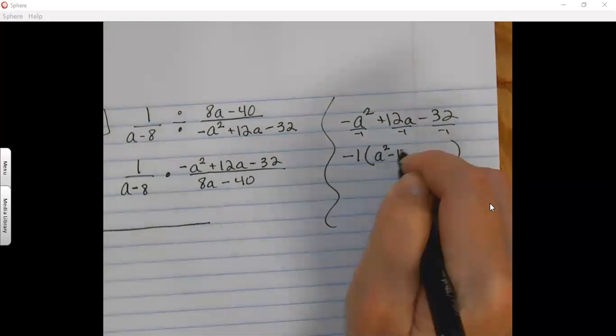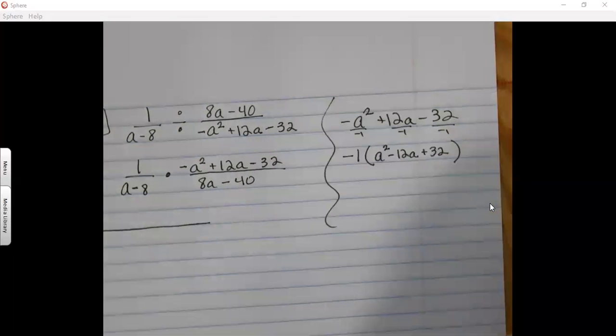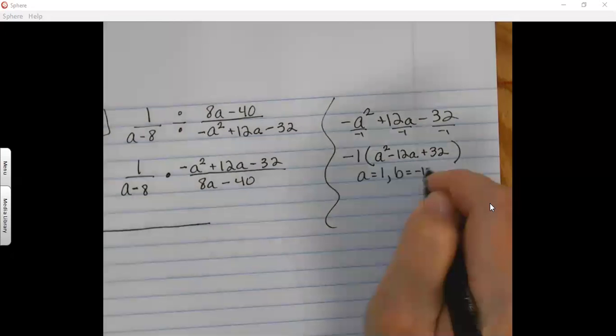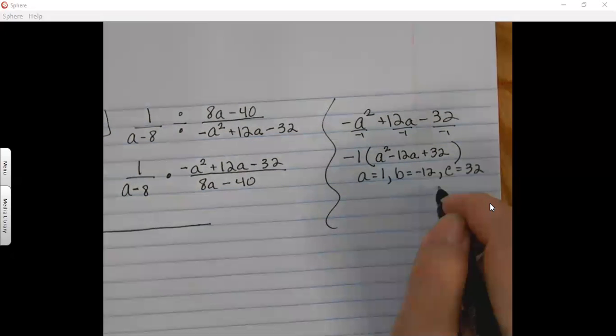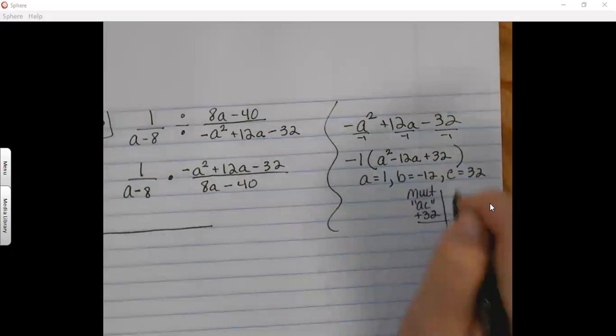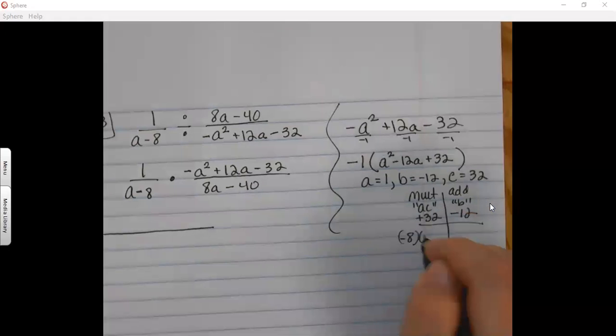Now we define a, b, and c because what we have inside parentheses is still a quadratic, right? So we may be able to factor that. We know a is equal to 1, b is equal to -12, and c is equal to 32. So on our t-chart, we're going to need two numbers that multiply together to give us positive 32 and add together to give us -12. -8, -4, let's see. -8 times -4 is positive 32, and -8 plus -4 is -12.